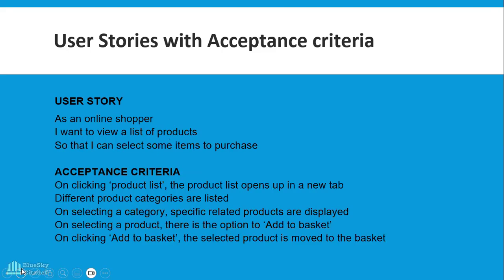Another example. As an online shopper, I want to view a list of products so that I can select some items to purchase. Acceptance criteria. On clicking product list, the product list opens up in a new tab. So this is an example. Remember, we said the acceptance criteria can just be a set of statements. Remember, let me show you.